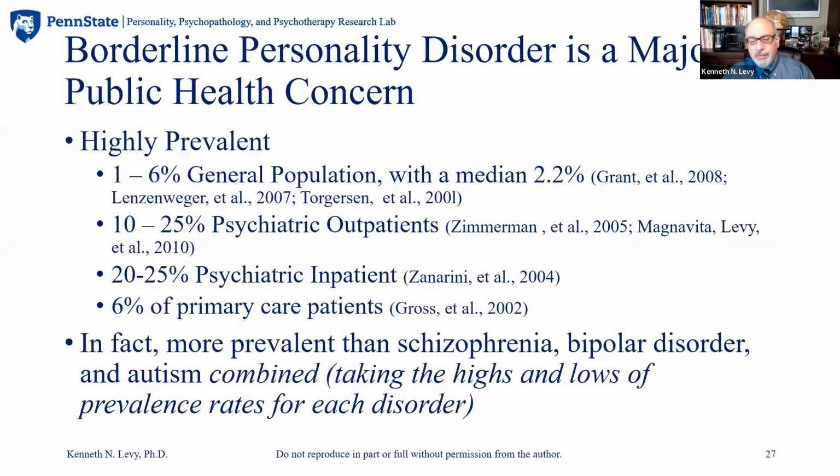And it's important to understand that that prevalence actually makes borderline personality disorder quite prevalent. In fact, it's more prevalent than schizophrenia, bipolar disorder, and autism combined. And I say that by taking the highs and lows of the prevalence rates for each disorder. That makes it a pretty important public health concern, at least at the level of prevalence.